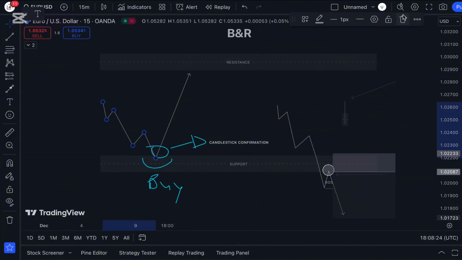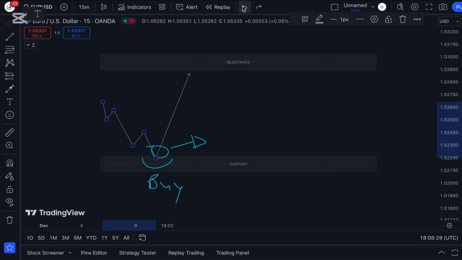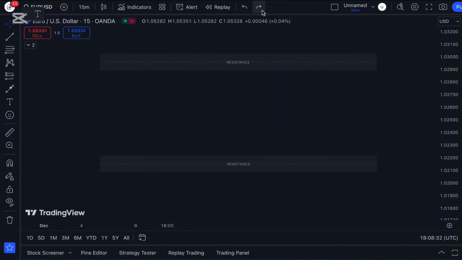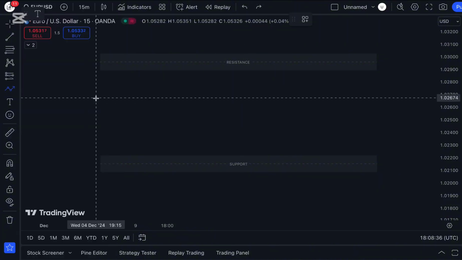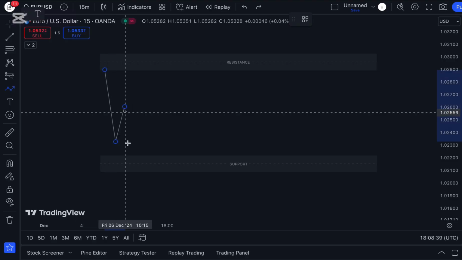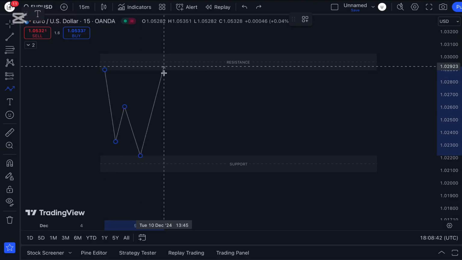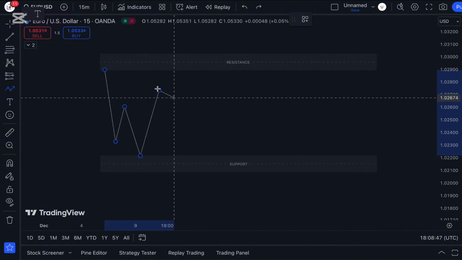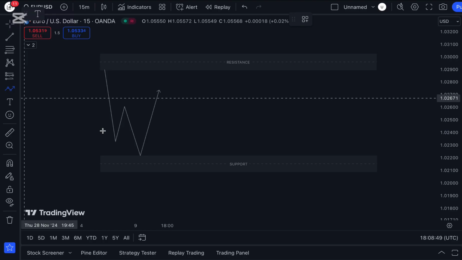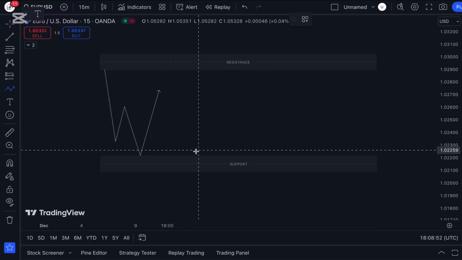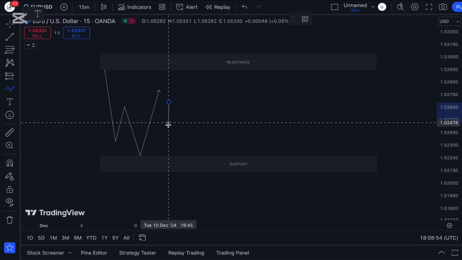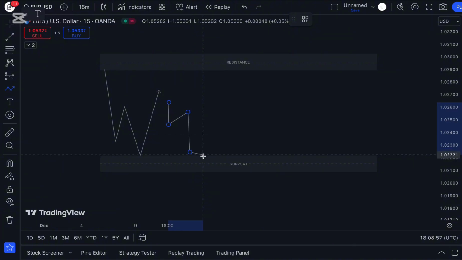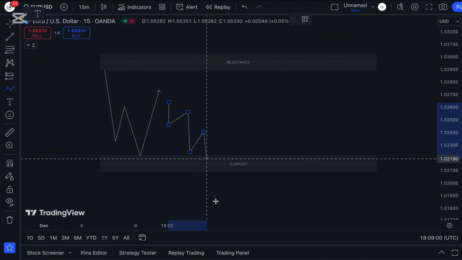Now if I have to clear all of these drawings and just make it beautiful enough, this would be the case. We would have price moving from resistance down to support, and then once price is at a support level, we can expect a bounce up. Or we can have option number 2, price coming all the way up from support to resistance, going down to support, and then breaking and retesting.